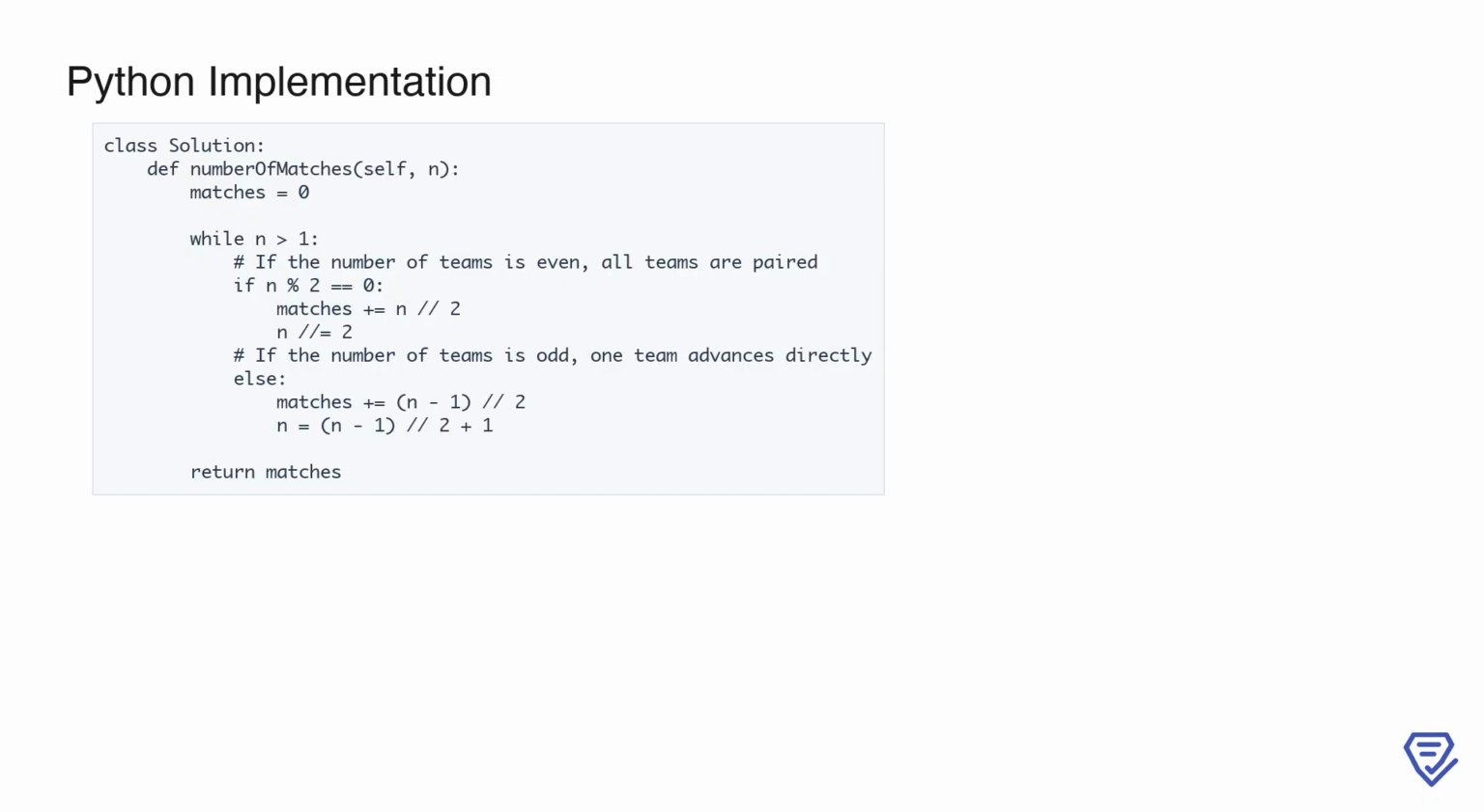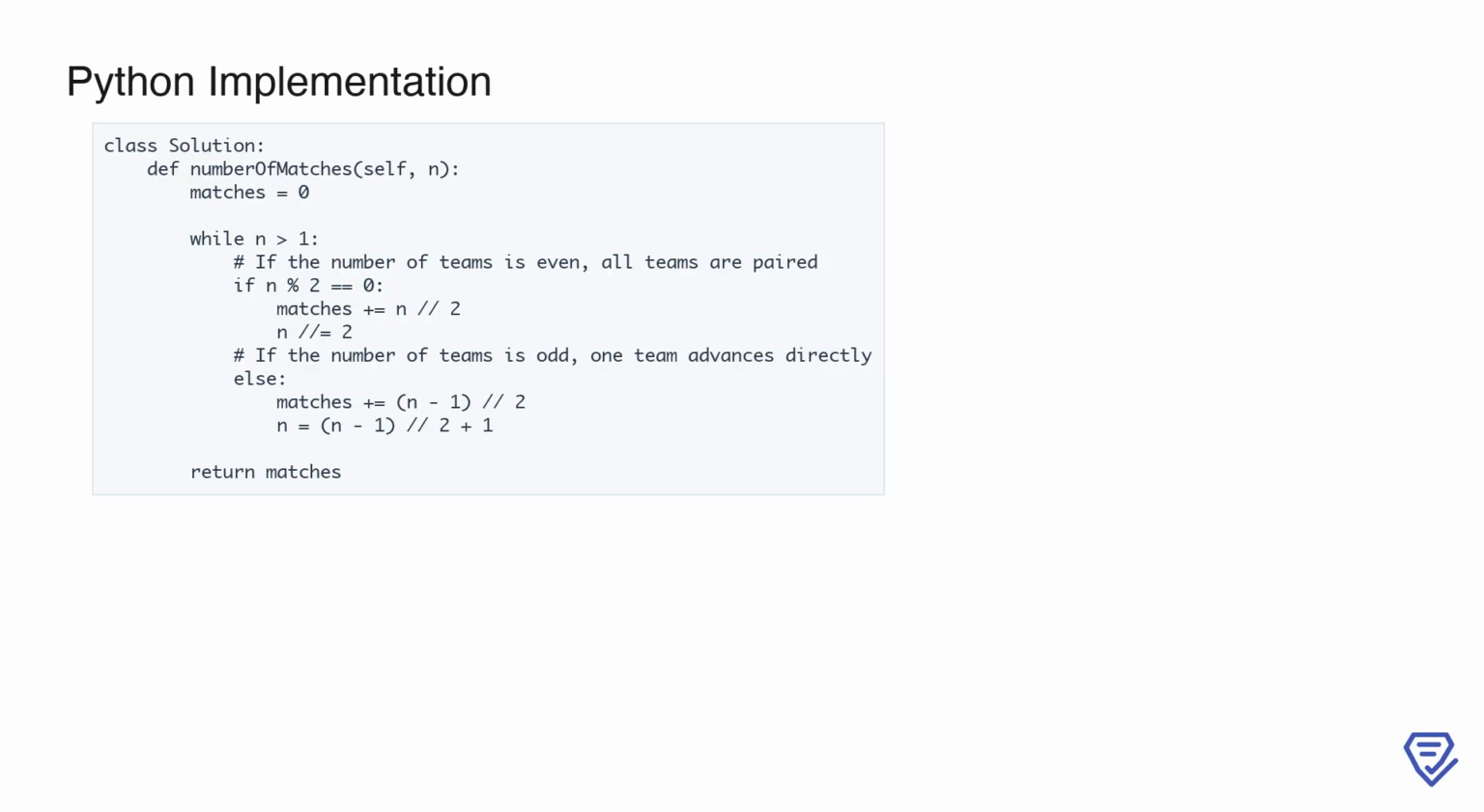Key observations. Each match eliminates 1 team, so the total number of matches is always n - 1 for n starting teams. This algorithm effectively calculates this value iteratively. The algorithm handles both even and odd cases seamlessly, ensuring correctness for all inputs.